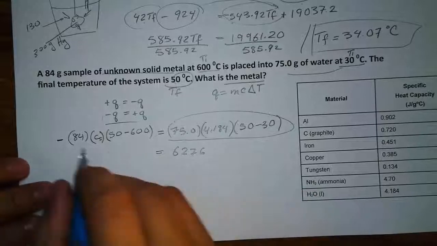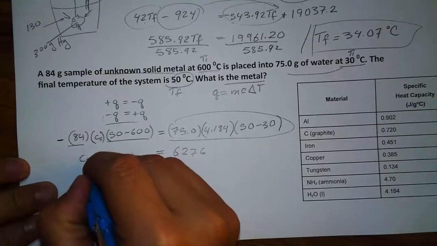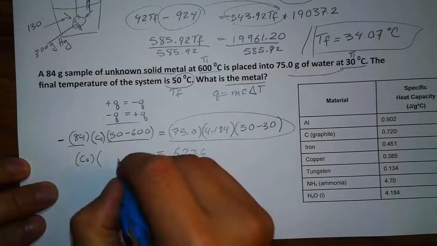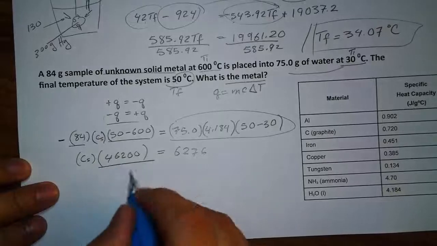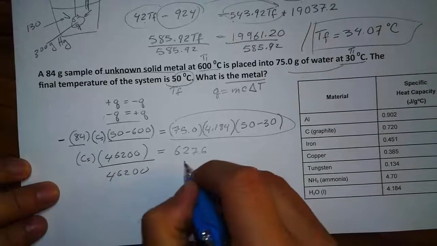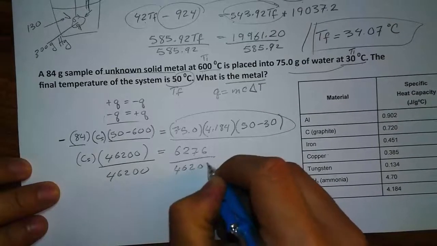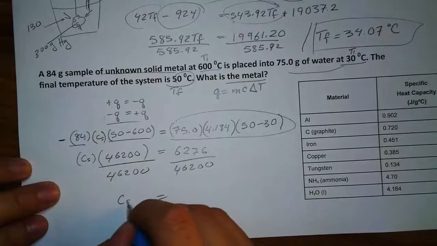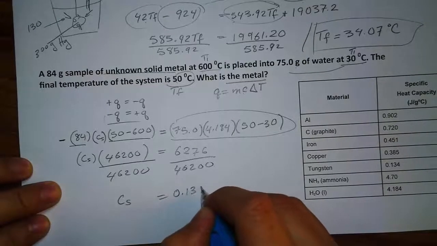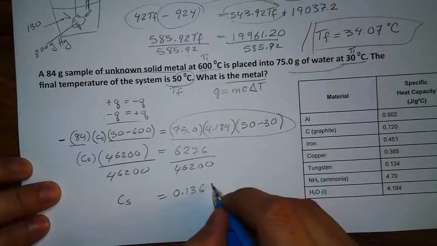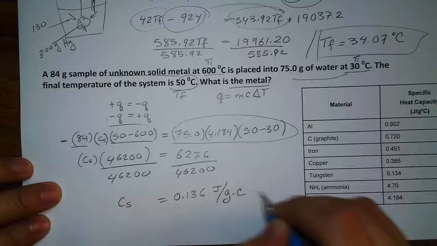And if we simplify this, plug this into a calculator, we have 6276. And if we multiply together, we would have Cs times 46200. And can we divide both sides by 46200? Of course. And of course we get a really small number for Cs, 0.136. And what's the unit for it? Of course, it's joules per gram Celsius.